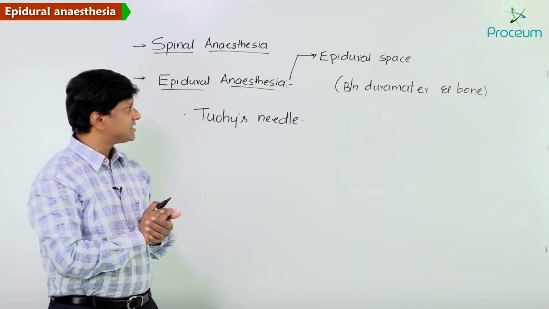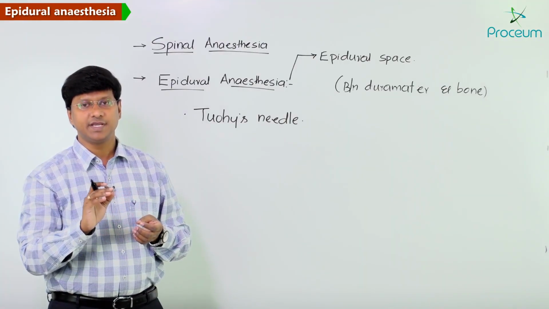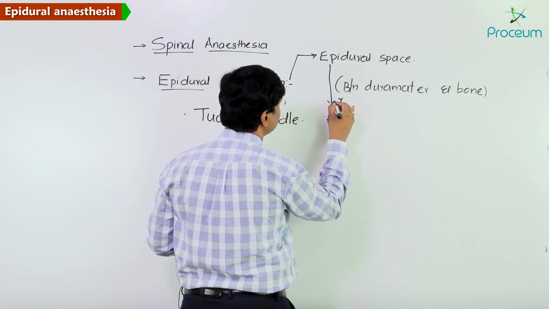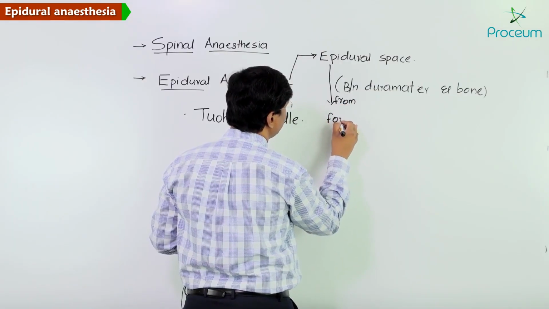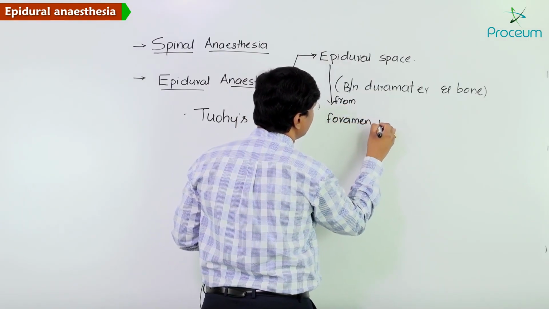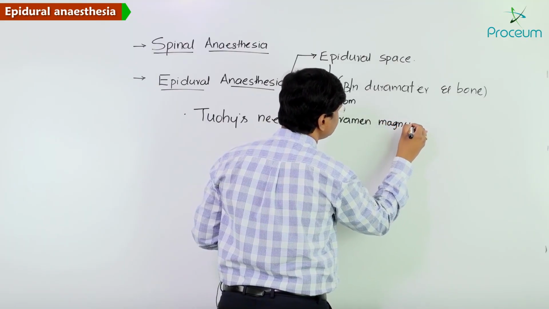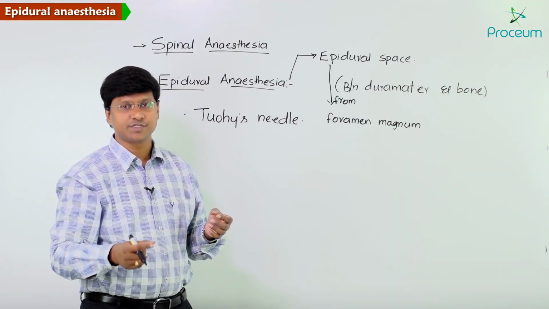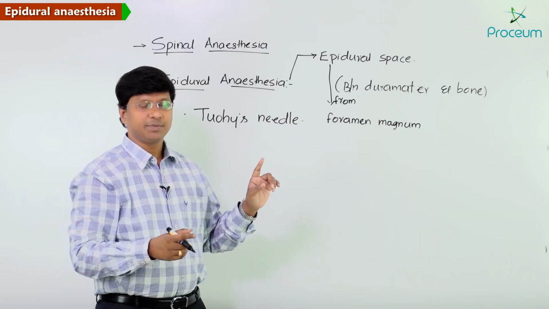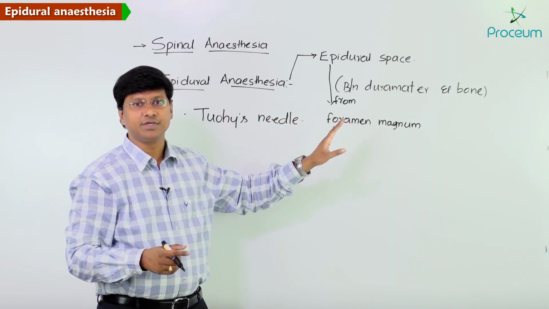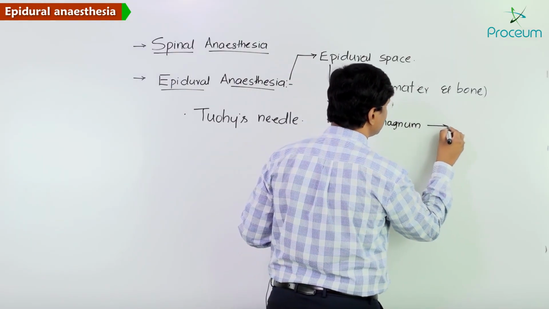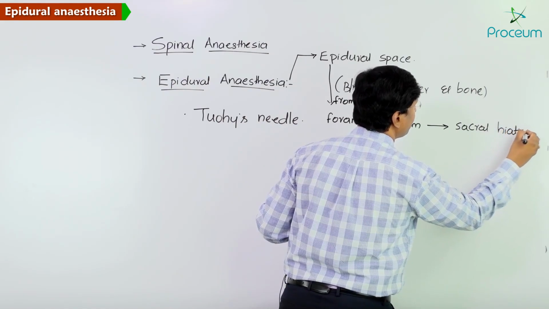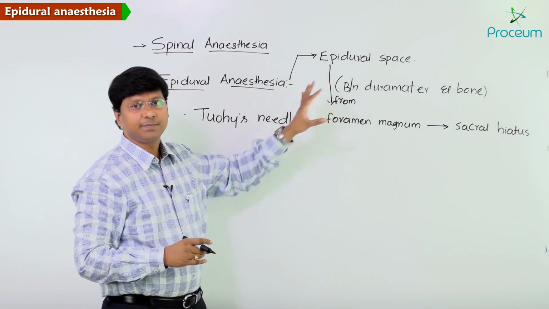Alright, next. Now this epidural space is present between the dura mater and the bone. Where does this extend? Remember, epidural space extends from the foramen magnum. What is this foramen magnum? The opening in the skull through which the brainstem continues as spinal cord is called the foramen magnum. So the epidural space extends from the foramen magnum to the sacral hiatus. This is the place where the epidural space is present.